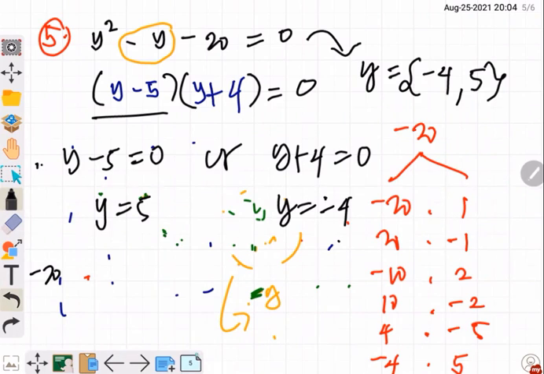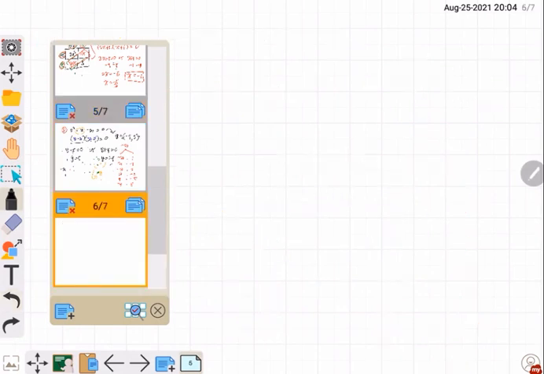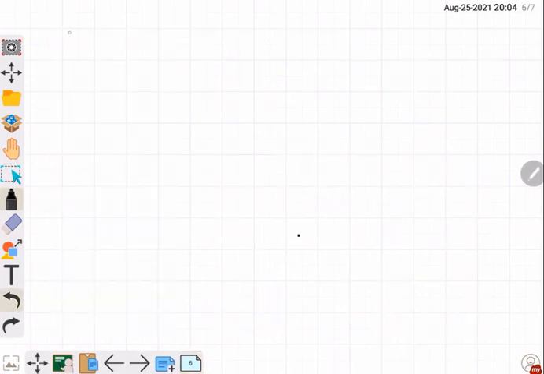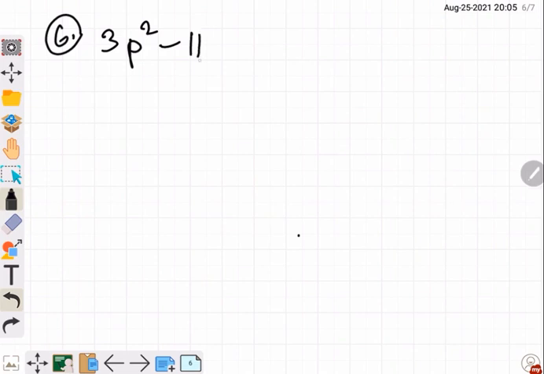Okay, for our last example, we have 3p square minus 11p plus 6 equals 0. 3p square minus 11p plus 6 equals 0.